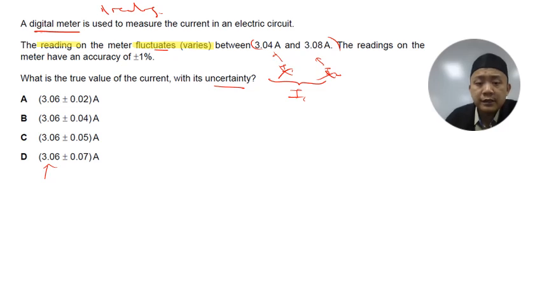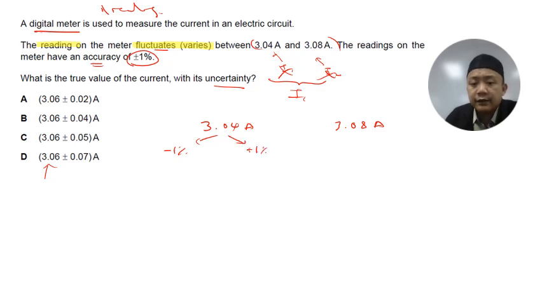Now, how do you go about this question? Basically, we know that the accuracy of the digital meter is plus minus 1%. That is just for a single reading. That means if you go for the minimum value 3.04, and then you got 3.08 amperes, the minimum would be minus 1% of this reading and plus 1% of this same reading. So similarly, it can go to minus 1% and it can go to plus 1%.